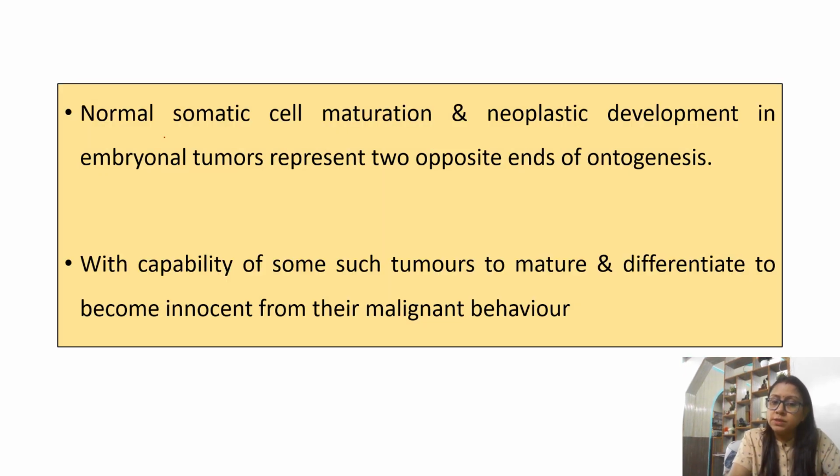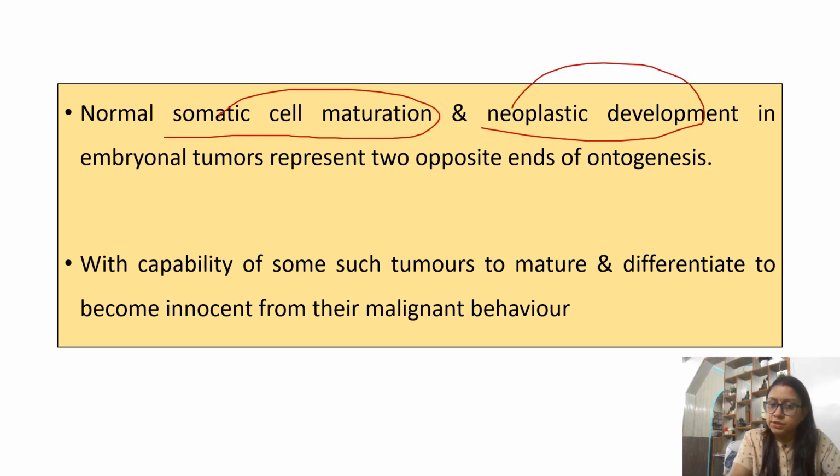Sometimes what happens is that the normal somatic cell maturation and the neoplastic development in embryonal tumor represent two opposite ends of ontogenesis. So with the capability of some such tumors to mature and differentiate, they become innocent of their malignant behavior.